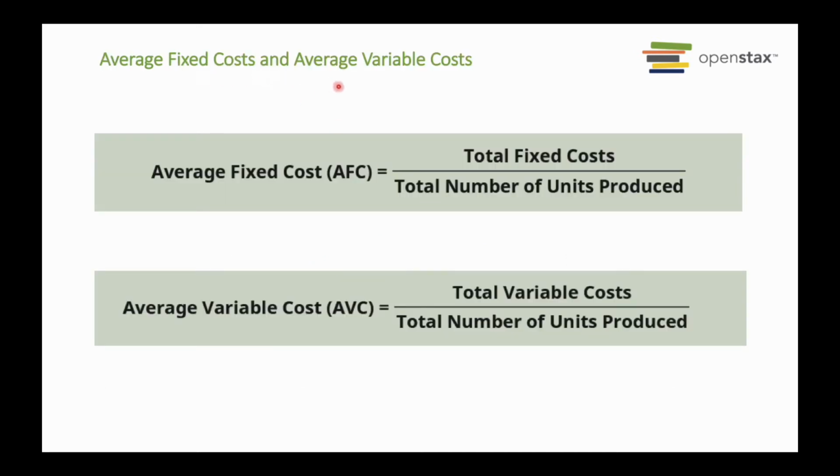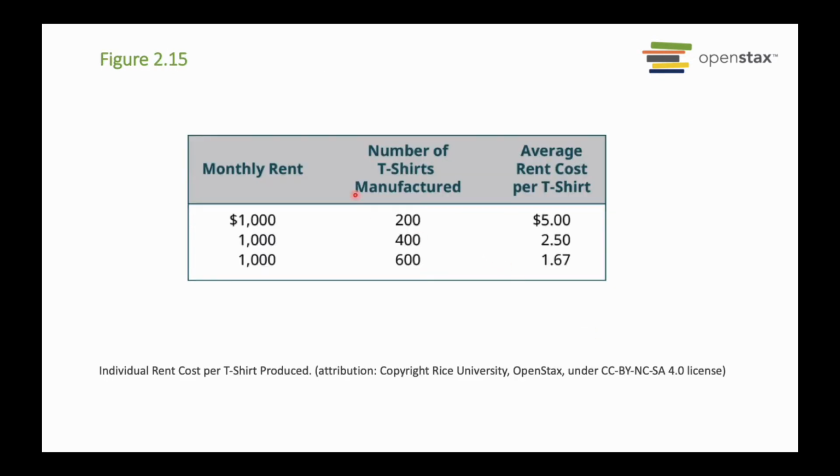Average fixed costs and average variable costs. Average fixed cost is equal to total fixed costs divided by the total number of units produced. Average variable cost is equal to total variable costs divided by total number of units produced. Let us consider this example of a company that manufactures t-shirts. The monthly rental is 1,000 Rand, and this company may produce either 200, 400, or 600 t-shirts a month.